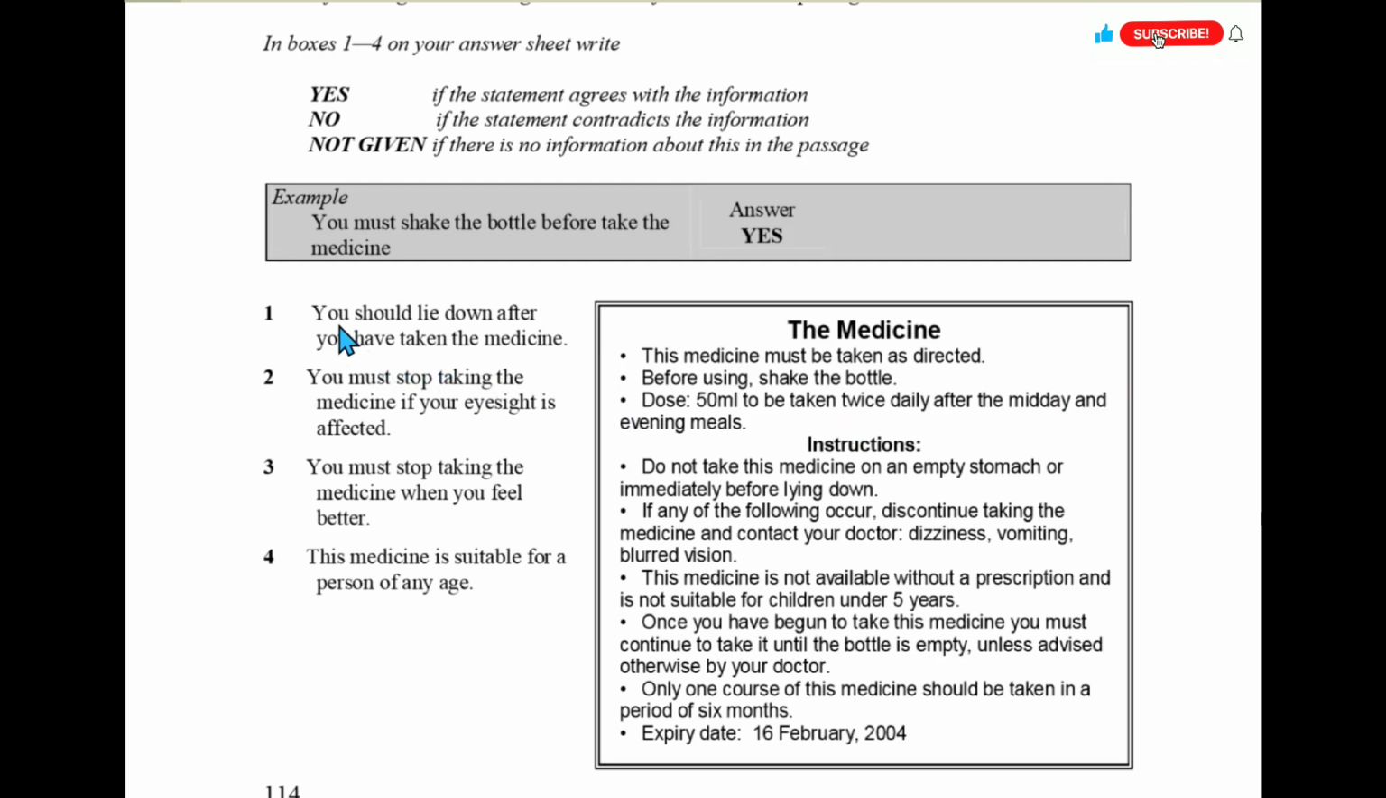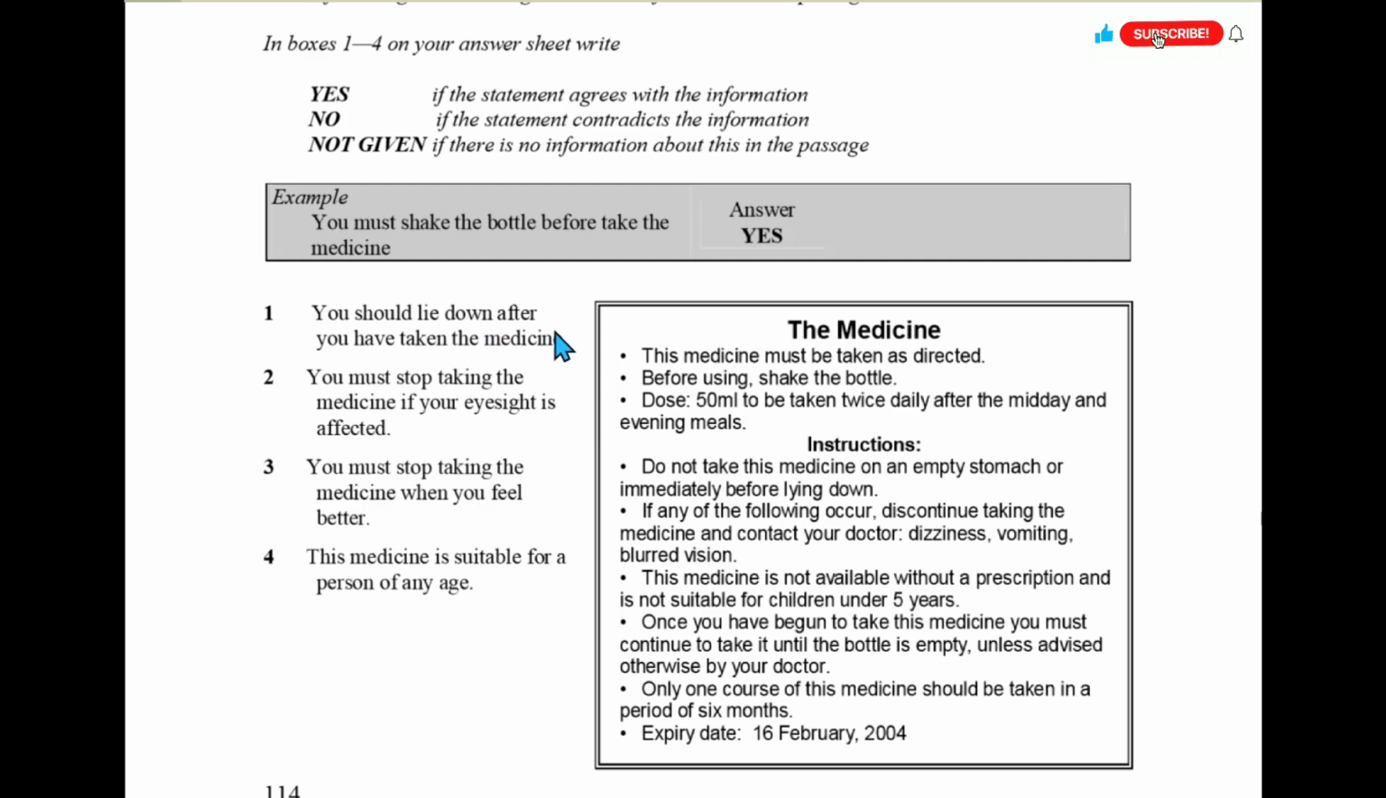Question 1. Let's see. You should lie down after you have taken the medicine. So there was something regarding lying down in here, and let's see what they said. So the instruction said, do not take this medicine on an empty stomach or immediately before lying down. And they are saying you should lie down after you have taken the medicine.